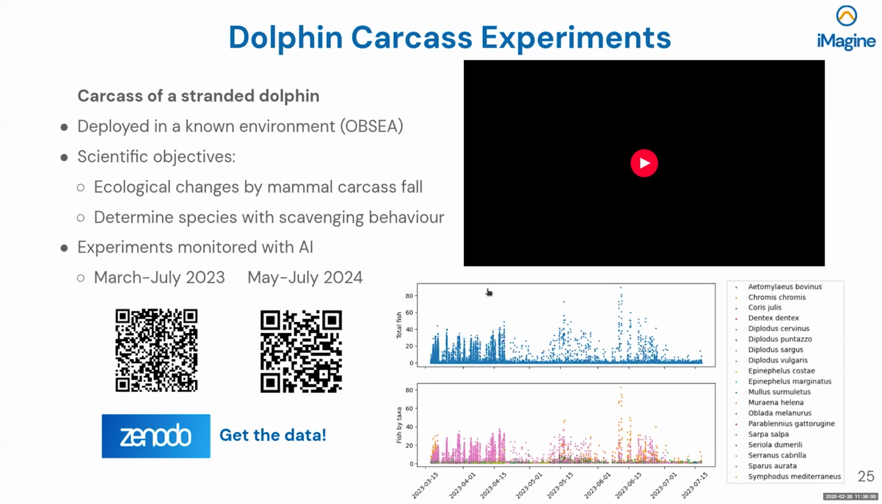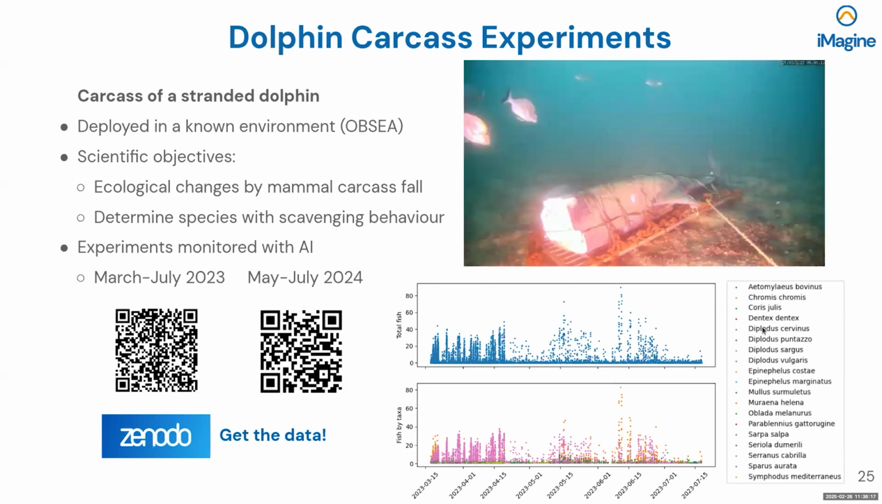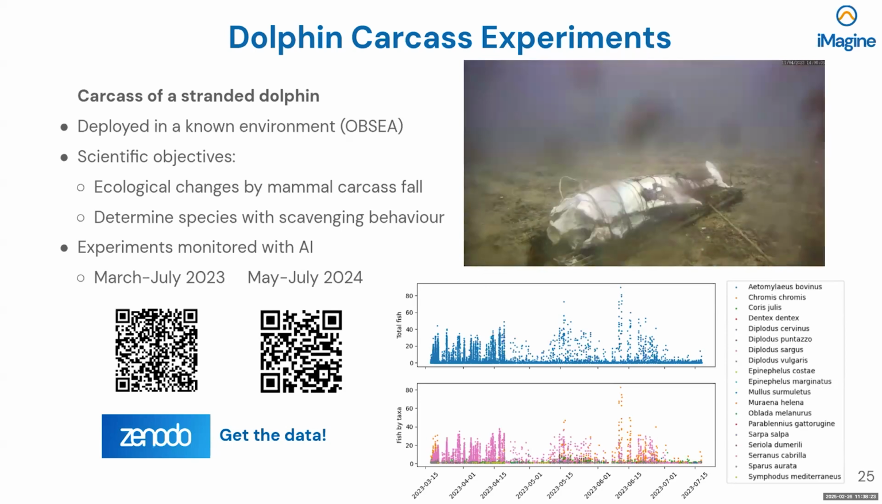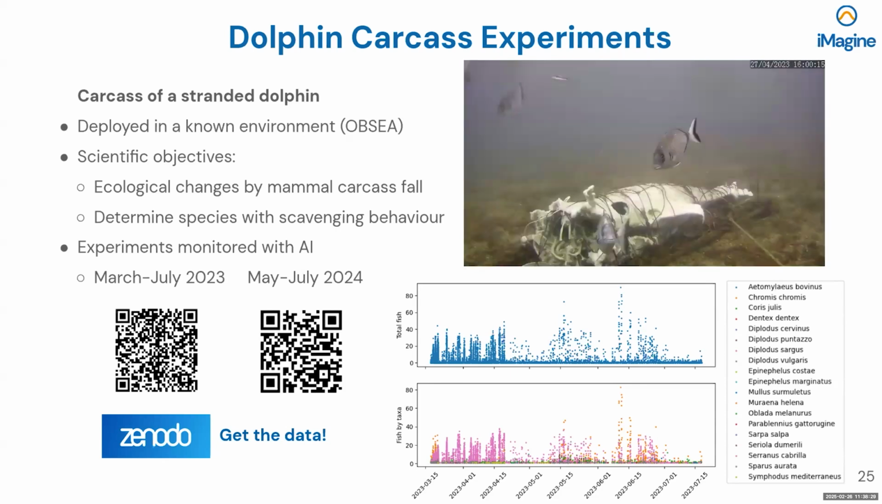In our area, a stranded dolphin was found, and we took it and placed it in front of the camera to see the changes in the ecosystem. And here you have a time lapse of the poor dolphin being eaten by all the fish. You see the day and night cycle, with all the fish starting to eat the dolphin. And of course, at the bottom again, you can see all the time series.